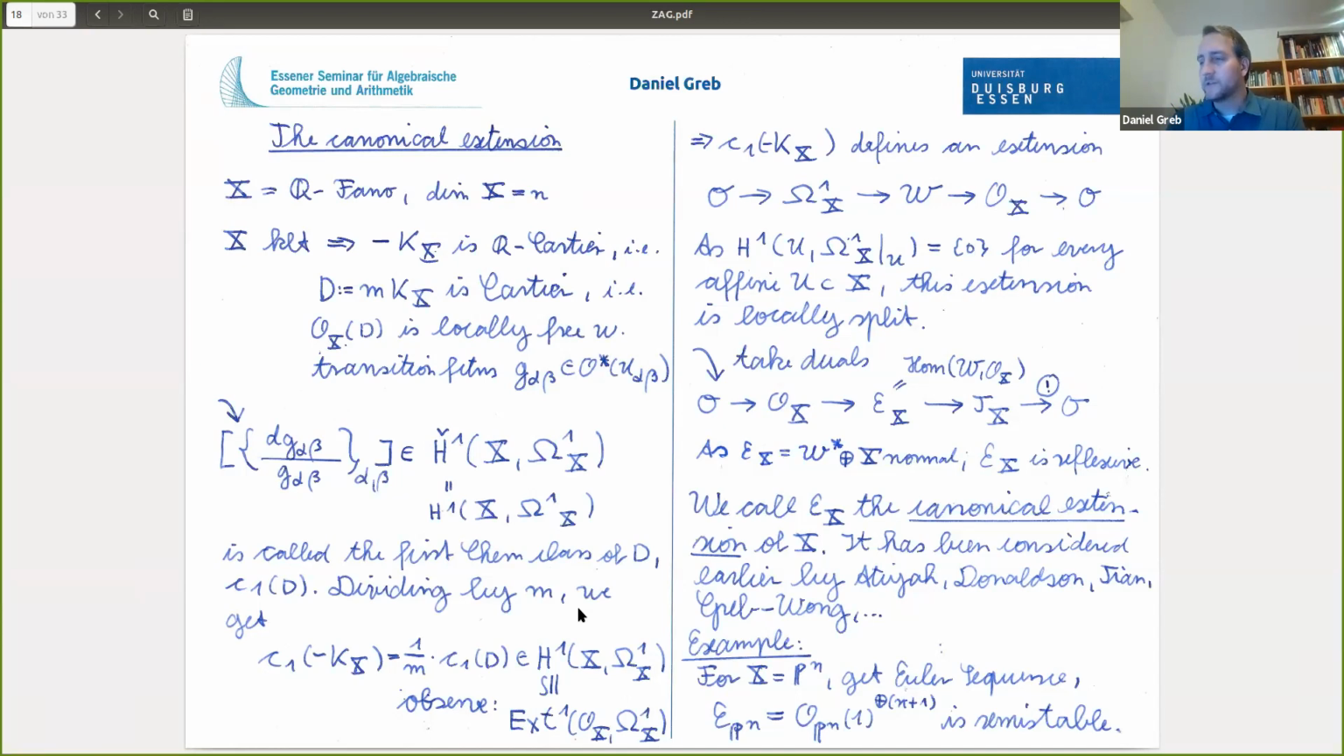Yeah, so if you do it on known spaces, you get stuff you've been considering for a long time. Namely, for X equal to Pn, you get the Euler sequence. In particular, in this case, the canonical extension is a direct sum of O of 1s. So it's semi-stable, but not stable. It's polystable. Okay, so this generalizes very classical things.